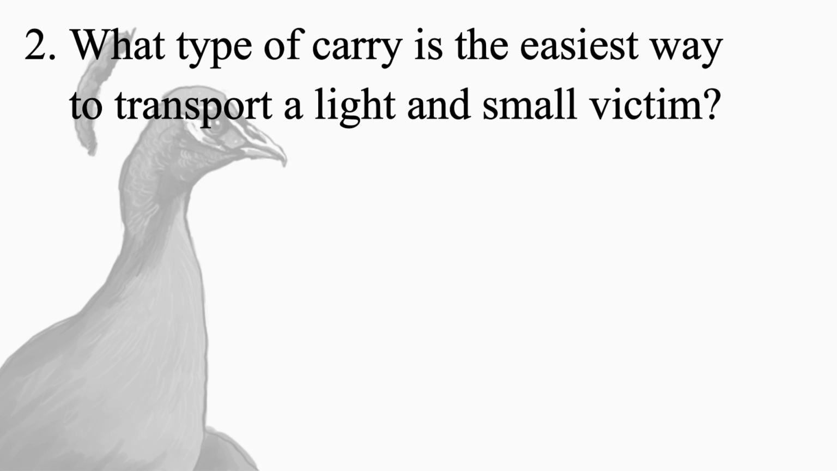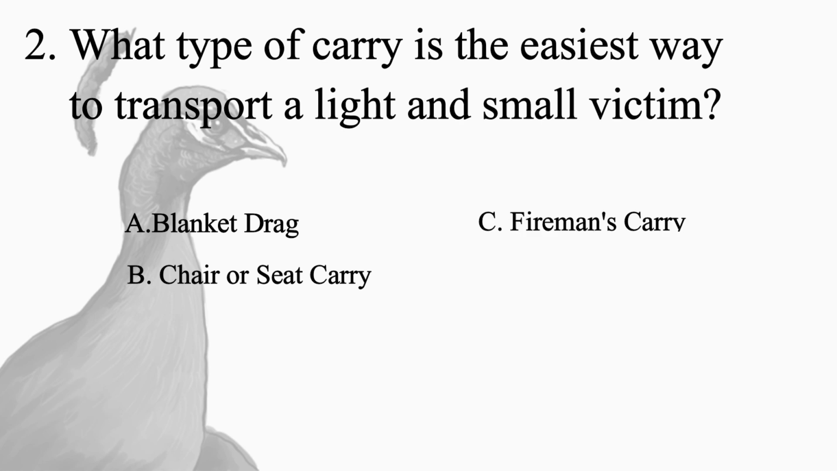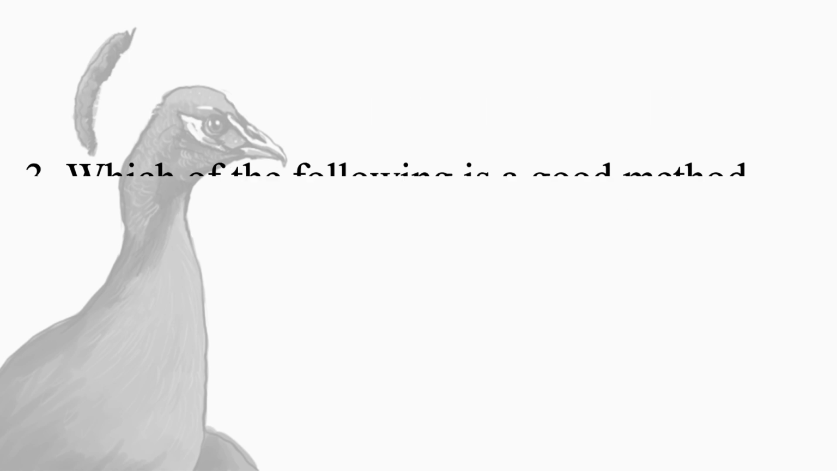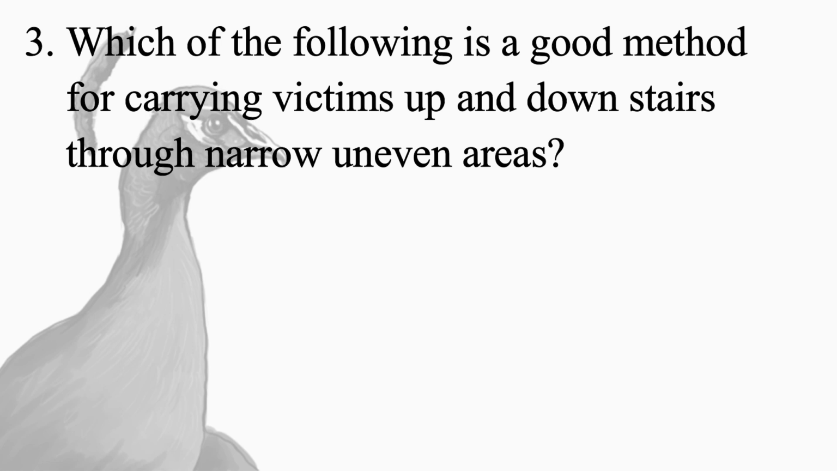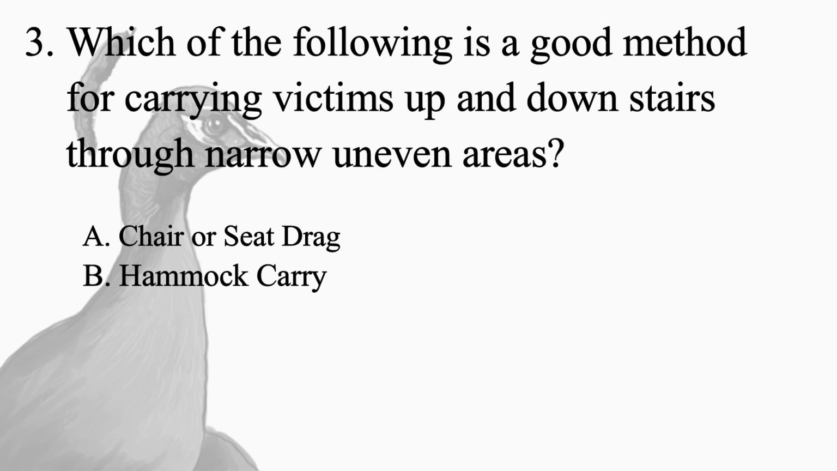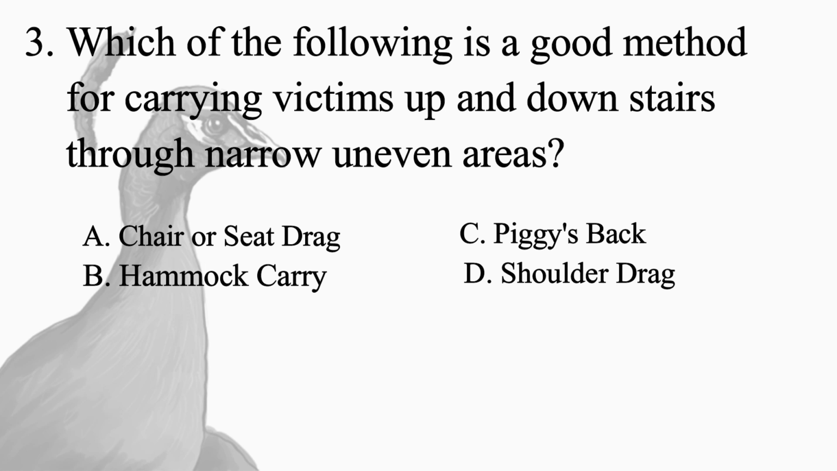Number 2. What type of carry is the easiest way to transport a light and small victim? A. Blanket drag. B. Chair or seat carry. C. Fireman's carry. D. Lover's carry. Number 3. Which of the following is a good method of carrying victims up and down stairs through narrow uneven areas? A. Chair or seat carry. B. Hammock carry. C. Piggyback. D. Shoulder drag.